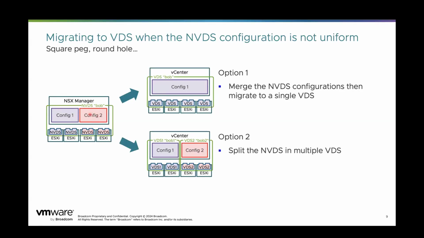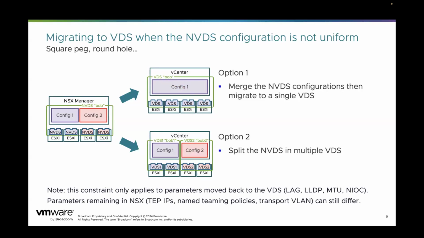For example, here, if this is just an LLDP configuration difference, and remember LLDP is part of the parameters that moved back to the VDS, then probably you don't really care and you can merge all this. If this is something more consequent, like a different LAG configuration, which is relatively complex and has implications on the physical infrastructure, then you might want to split your NVDS in two VDS.